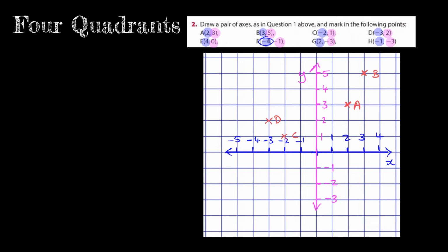Go to 4 and go to 0. If I go to 4 and come down to 0, that's just going to be E here. F is going to be negative 4 and negative 1. G is going to be 2 and negative 3, which would be here, so that would be G. And H is negative 1 and negative 3, which gives me H, which is there.